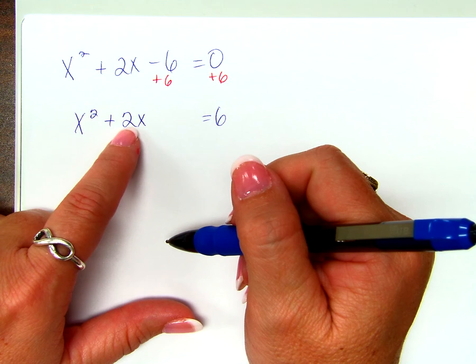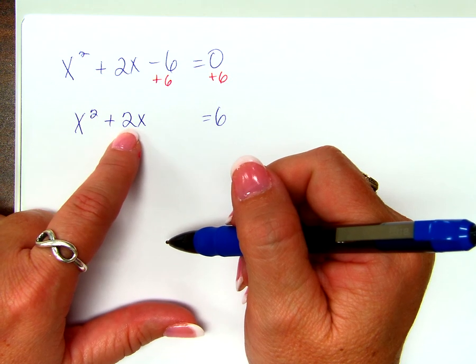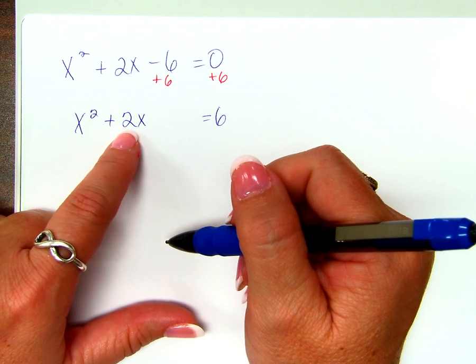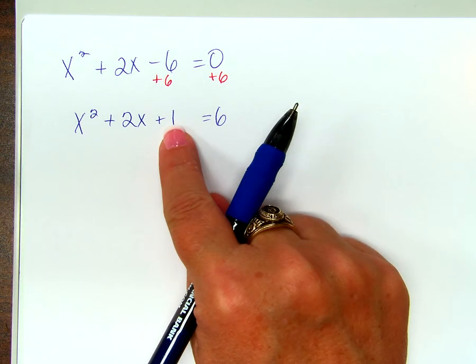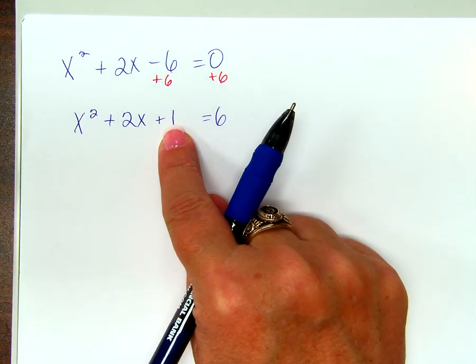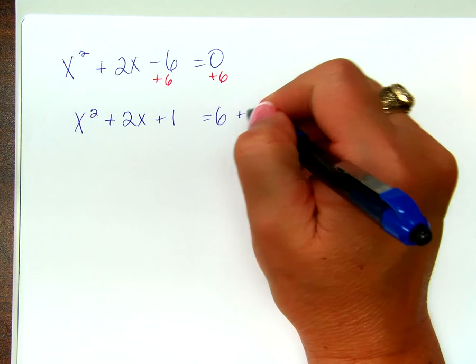So I took this middle term, that x term, and divided by 2 and squared it. 2 divided by 2 is 1. 1 squared is 1. But I just completely changed the value of my problem. Is that allowed? No. If I add 1 to this side, I have to add 1 to this side.